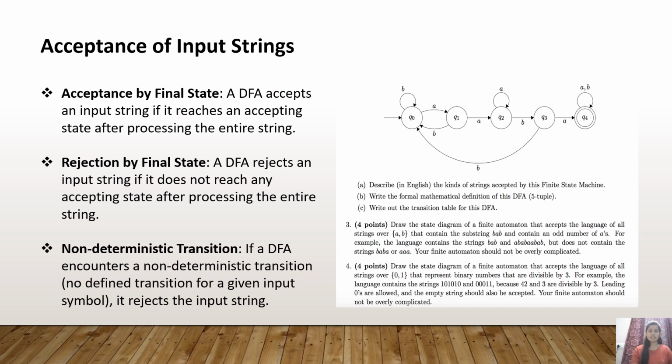Next, acceptance of the input strings. Acceptance by the final state: a DFA accepts an input string if it reaches an accepting state after processing the entire string. Next is the rejection by the final state. A DFA rejects an input string if it does not reach any accepting state after processing the entire string. Next is non-deterministic transition. If a DFA encounters a non-defined transition for a given input symbol, it rejects the input string. These are the acceptance rules for input strings.